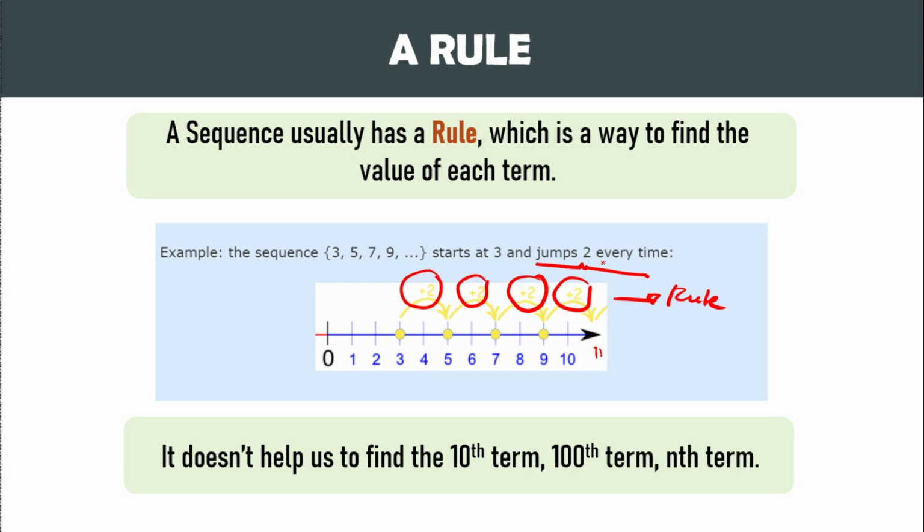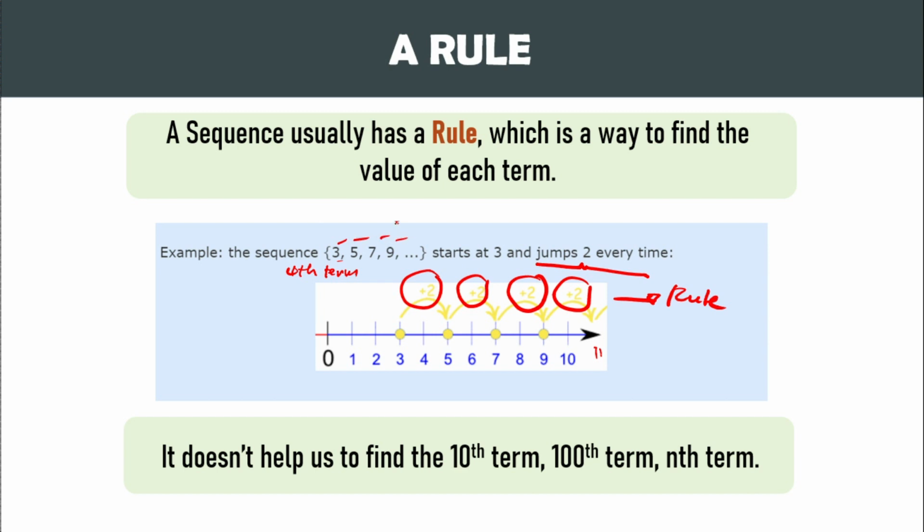Now here is a particular problem. It doesn't help us to find the 10th term, 100th term, and the nth term. In this particular example, 3, 5, 7, and 9 has only 4 terms. All right. So what if we are asked what is the 10th term? How about the 100th term? And how about the nth term? The nth term can be any number. So it is very difficult for us to identify the 10th term because we have only 4 terms here, the 3, 5, 7, and 9.